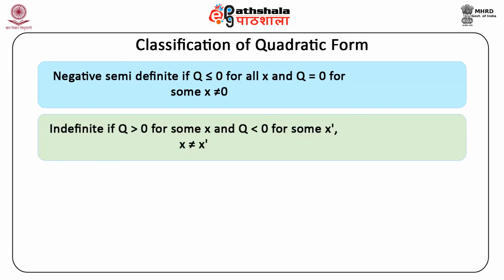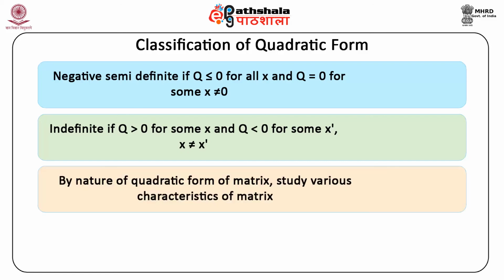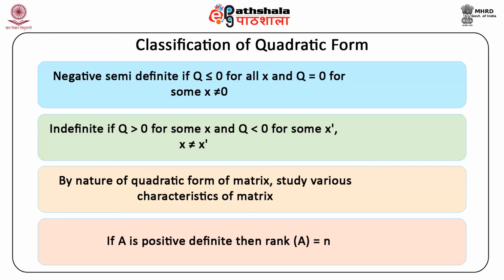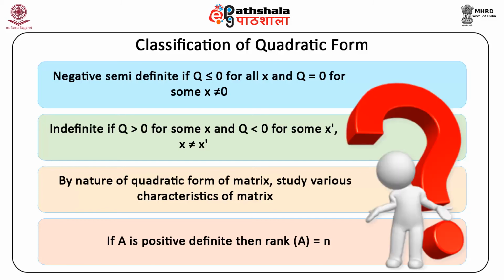Indefinite if Q is greater than 0 for some x and 0 is greater than Q for some x dash, x not equal to x dash. By the nature of quadratic form of a matrix, one can study various characteristics of a matrix. We state a few of them. If A is positive definite, then rank A equal to n.